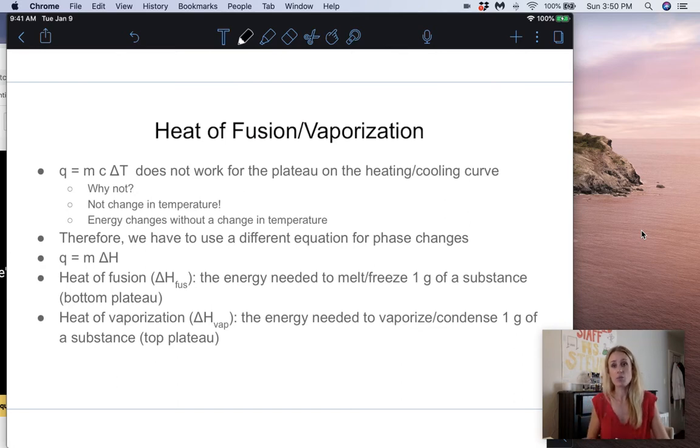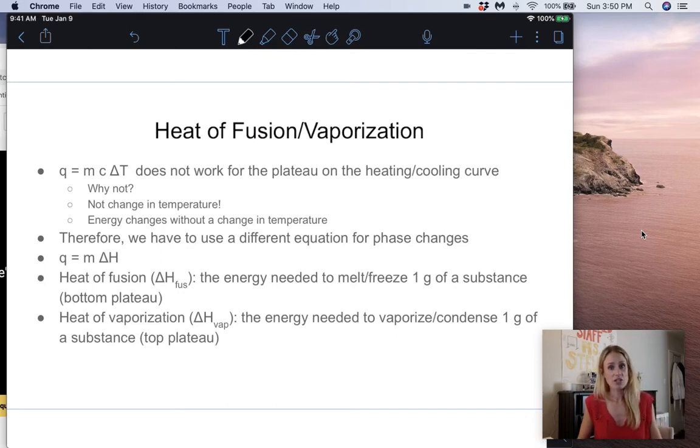So it really depends on which way we're going on this heating curve, which actual phase change we're going through, and what substance this is. So there are a bunch of different delta H's for a bunch of different substances, and that is a constant for that substance. So you can actually look these things up online. You can look up the heat of fusion for water, or you can look up the heat of vaporization for liquid water to steam, and it will be a specific number for that substance.